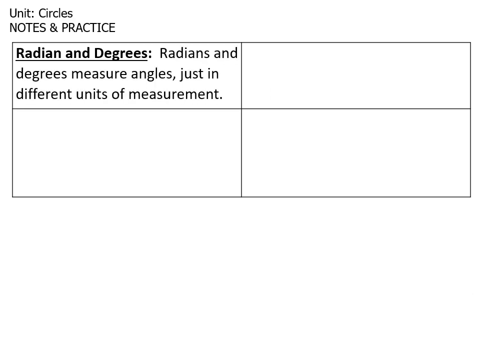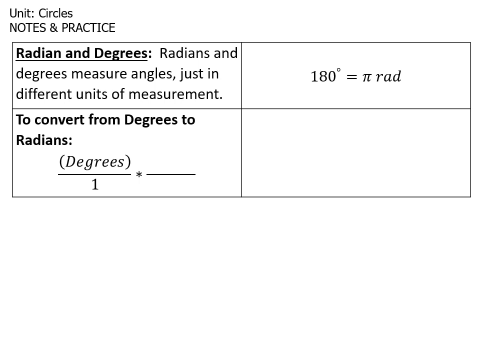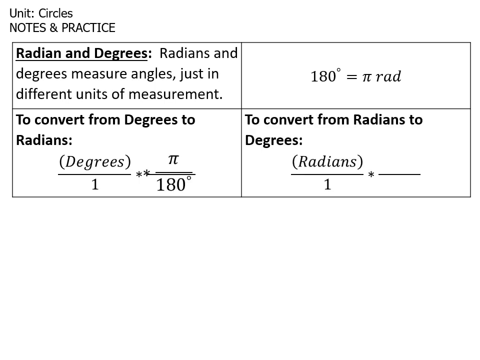Radians and degrees measure angles, just in different units of measure. And we have that 180 degrees, a straight angle, is pi radians. So that helps us convert between the two units. To convert from degrees to radians, we take the degrees over 1 times, well, I want to get rid of the degrees, so it would be pi radians over 180 degrees. To convert from radians to degrees, we take the radians times 180 over pi.